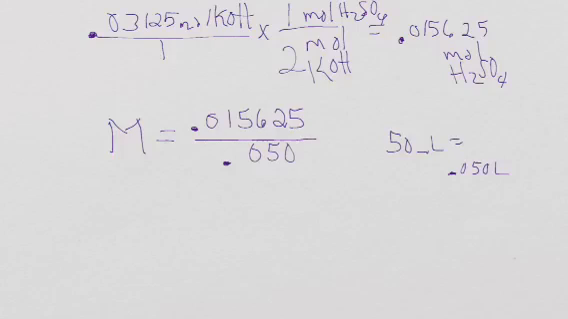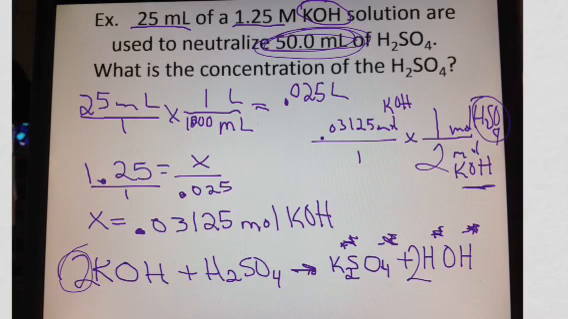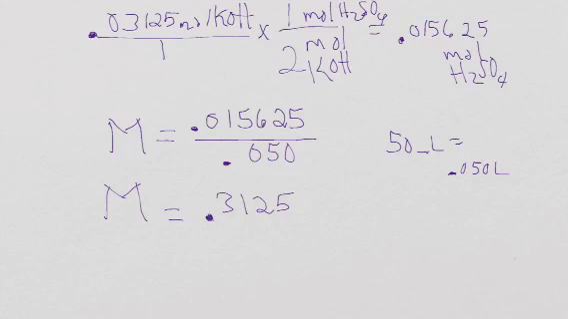And it comes out that the molarity is 0.3125. And then I'm going to go back and check SIGDIG. I have 2 here, 3 here, 3 here. So I need 2. So I'm going to round that to 0.31.